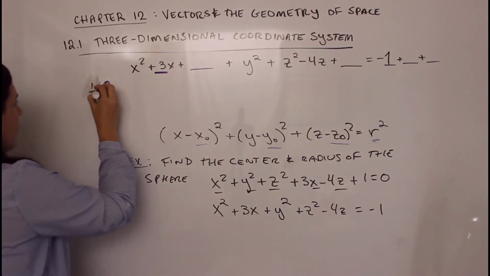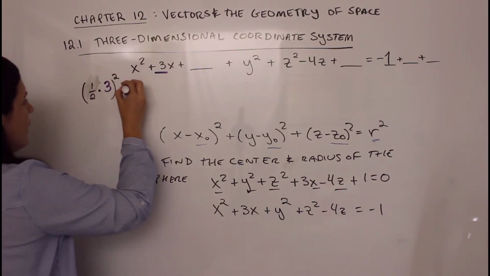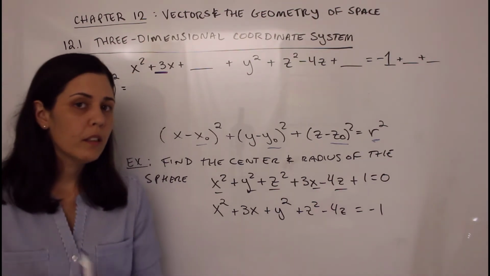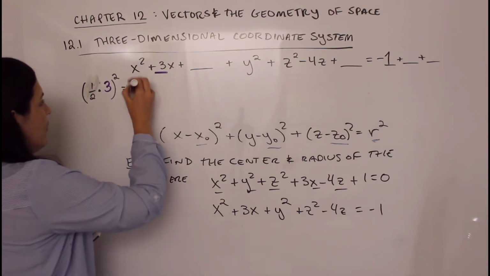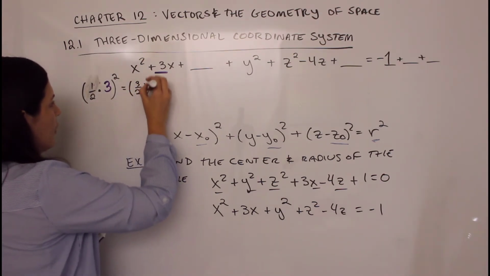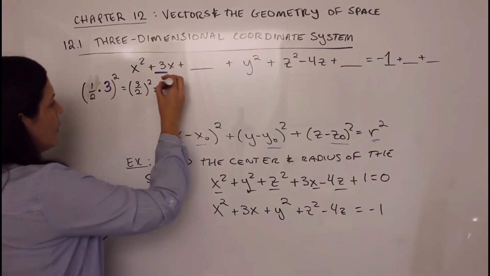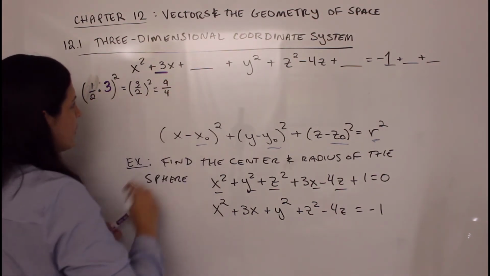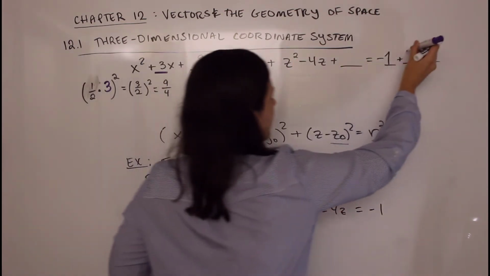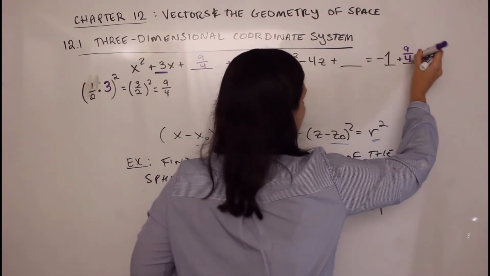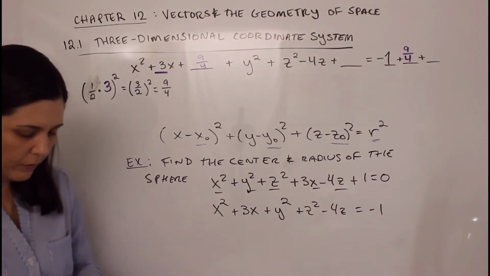1/2 times 3 squared, and that is the missing piece. This is always going to be the case. So that's going to be 3/2, not a very nice number to work with, but we're okay. Squared, which is 9/4. So I'm going to go ahead and put this in purple. 9/4 there, and to keep this equation balanced, 9/4 there.